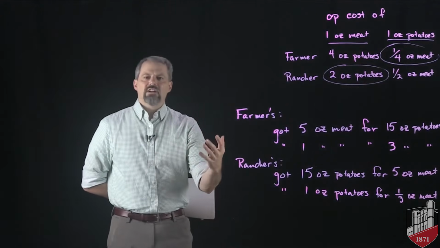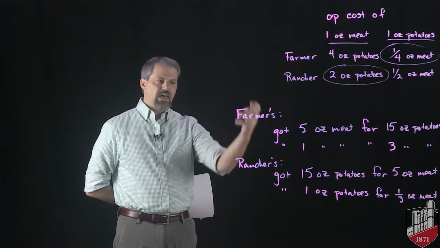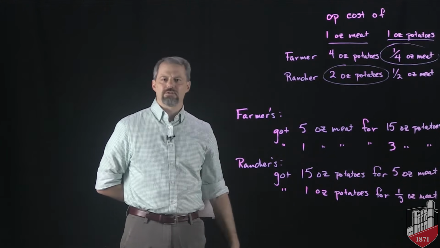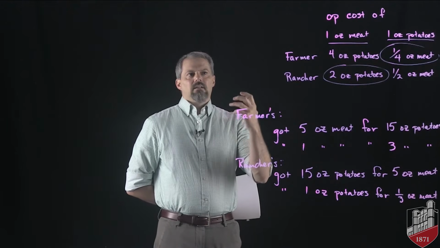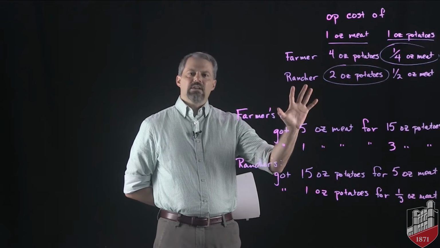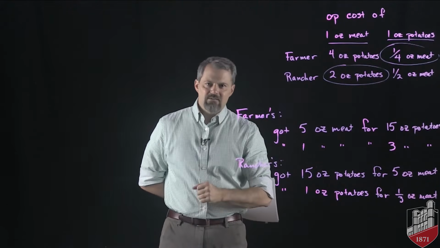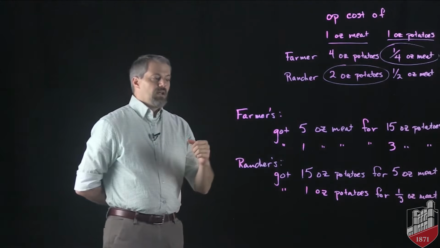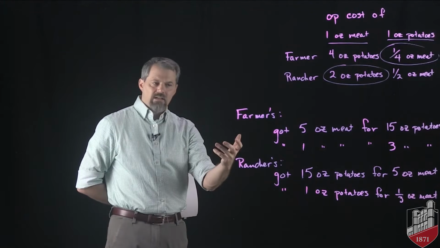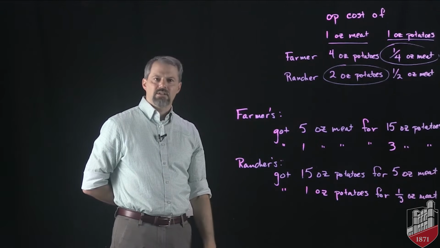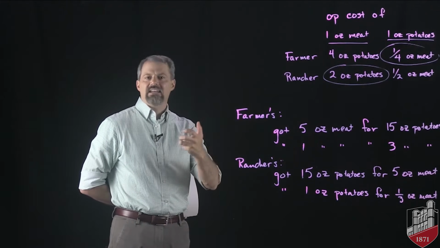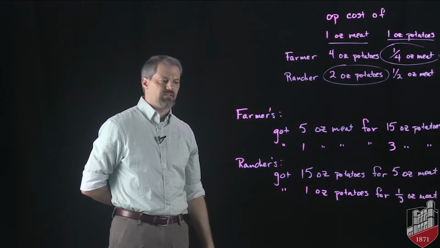So now we have a good sense, hopefully, of that farmer-rancher two-person trade model. We've seen that trade allows each of them to specialize in the good for which they have the comparative advantage. We see that when they do that, they're able to achieve a point outside of their production possibilities frontier, which represents the gains that they get from trading with each other.